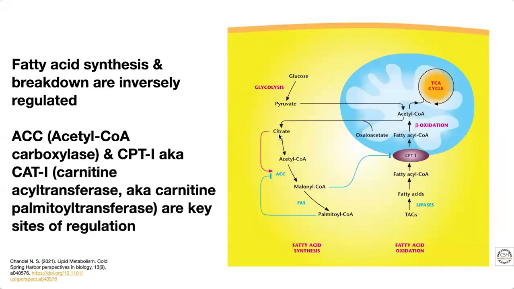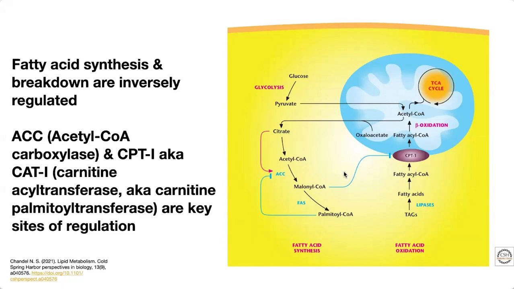The key regulatory points are going to be acetyl-CoA carboxylase when it comes to making fatty acids, and CPT1 or CAT1 when it comes to breaking down fatty acids. Remember that CPT1, this CAT1, was how we got these fatty acids in. We transformed them to fatty acyl carnitines to sneak in. And so if we stop that process, we won't be able to get the fatty acids where they need to be in order to get broken down.